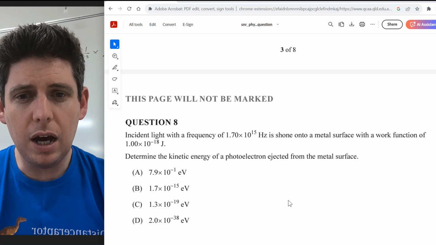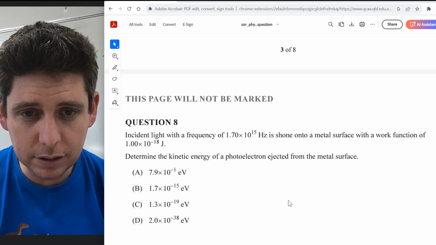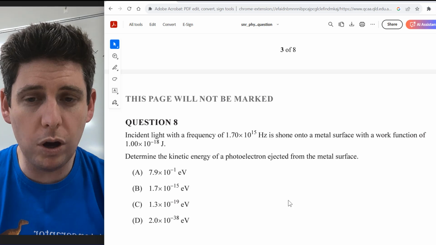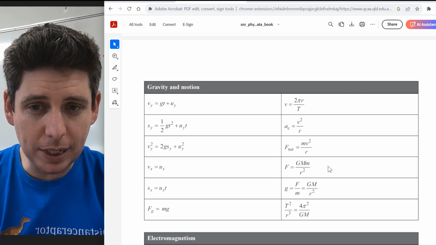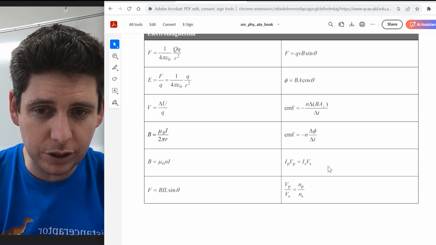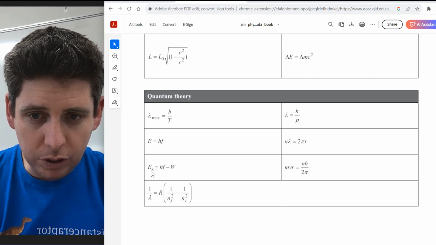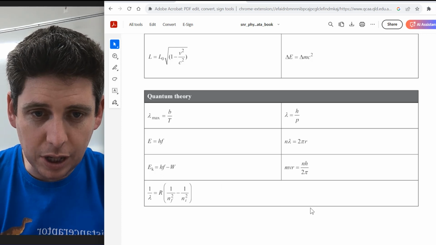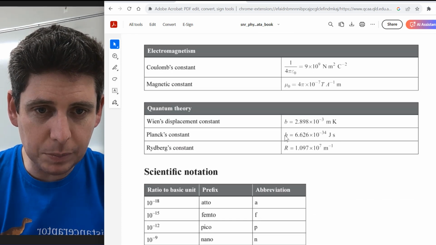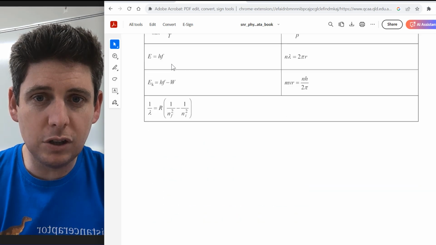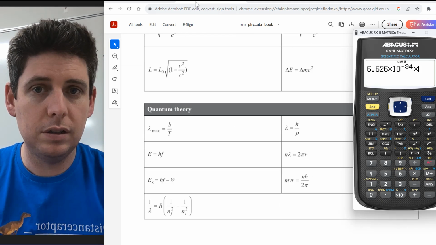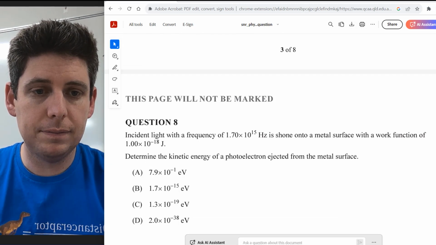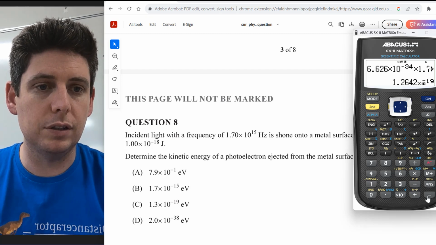Question 8. So we have a frequency of light and we have a work function. So we need to determine the kinetic energy. So back to our formula sheet, calculator question. So we've got kinetic energy here, hf minus W. H is Planck's constant. There's Planck's constant. So we're going to do Planck's constant times F minus W. Planck's constant times F minus the work function.